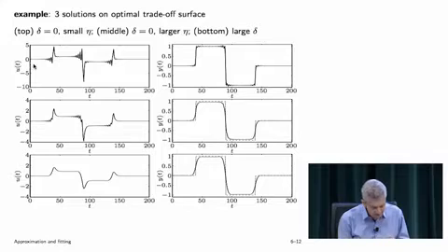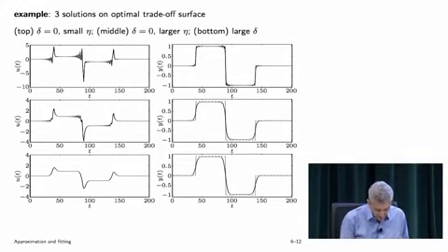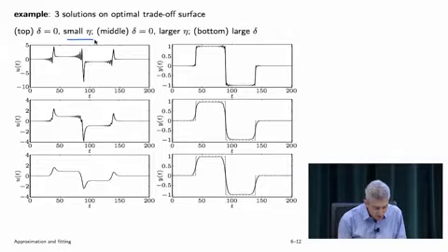So the first one has delta equals 0, and that means we're putting 0 penalty on the variation in U, right? So fine. We're putting a small weight on the size of U. That's eta, small. And here's the input and the output. And two things are plotted in the output.